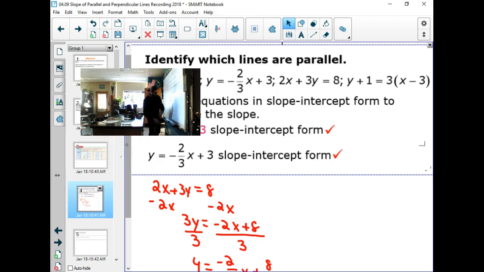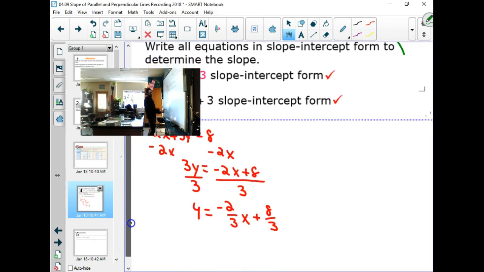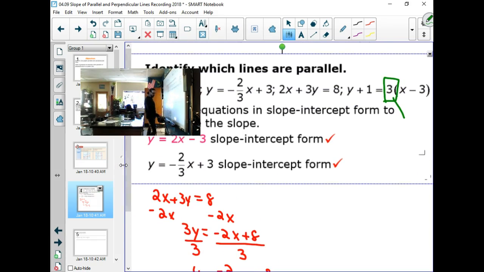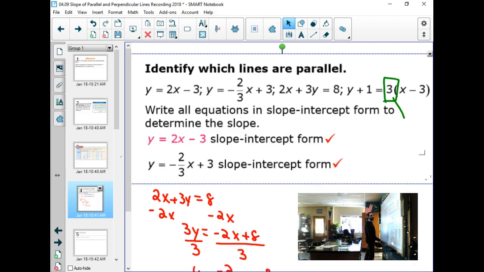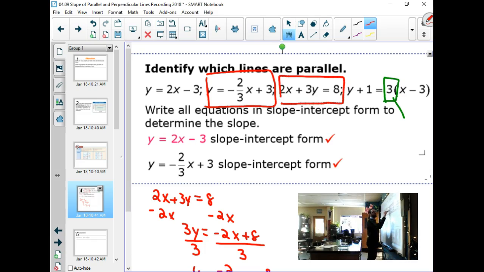And this last one here, again, it's not in slope-intercept form, but it's in point-slope form. I can easily identify the slope. The slope is 3. So of these 4 equations, which two have the same slope? This one has a slope of negative 2/3, and this one has a slope of negative 2/3.